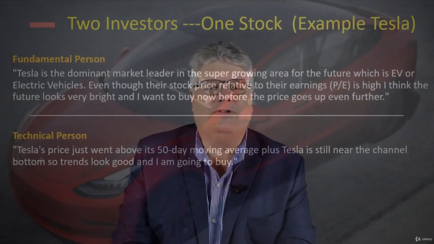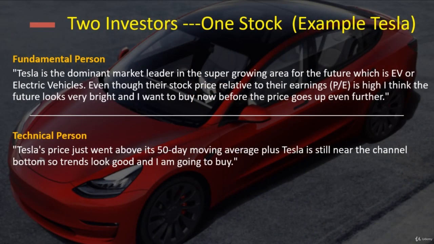So if we look at an example of how two people might look at this differently, one who's a very fundamental person, and someone who's focused on technical trading. You can combine the two, but let's look at one stock as far as how somebody might approach it or talk about that stock. Let's say we have two investors, and the one stock we're going to talk about is, for example, Tesla, right? Electric vehicles. A person in fundamental investing would say why they might want to invest in it. They'd say, Tesla is the dominant market leader in the super growing area for the future, which is EV, or electric vehicles. Even though their stock price is relatively high relative to their price earnings ratio, I think the future looks very bright, and I want to buy now before the price goes up even further.